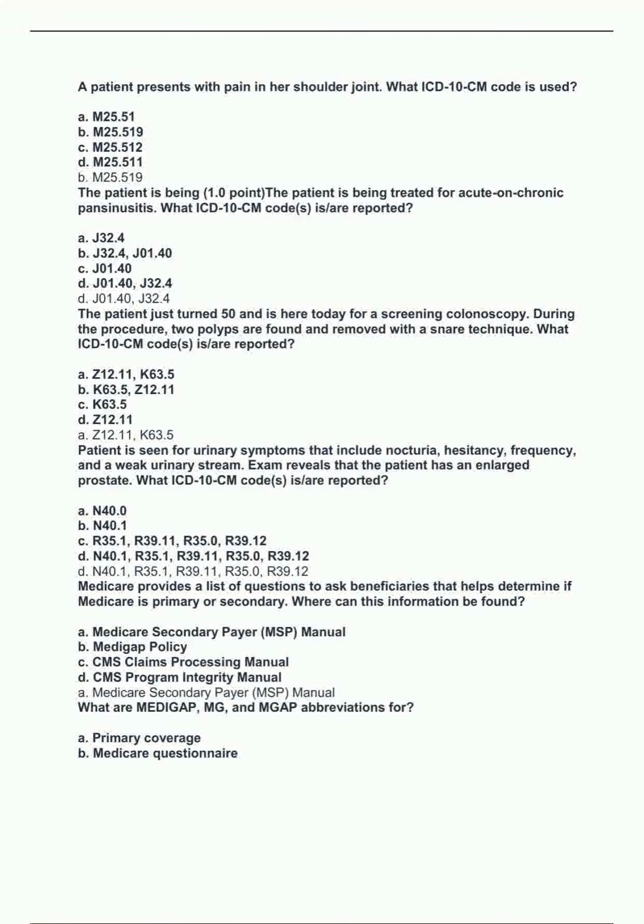The patient is being treated for acute on chronic pansinusitis. What ICD-10-CM codes are reported? A. J32.4. B. J01.40. C. J01.40. D. J01.40, J32.4. Answer: D. J01.40, J32.4.